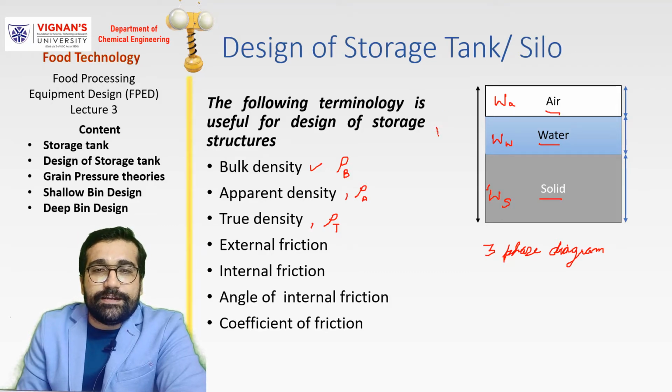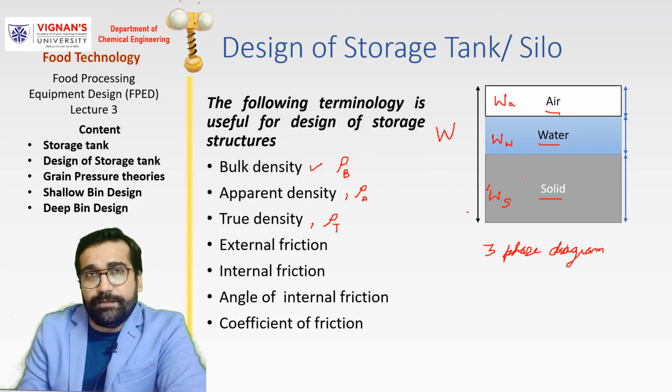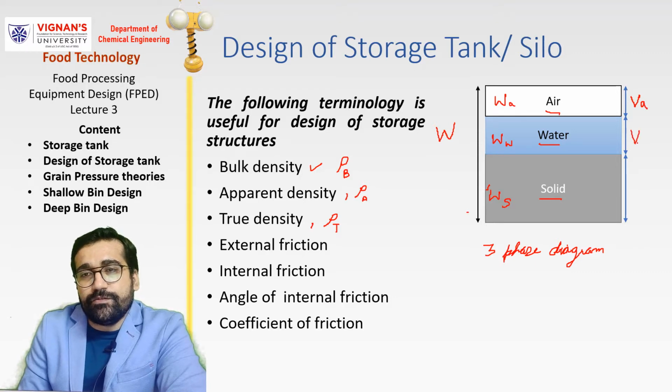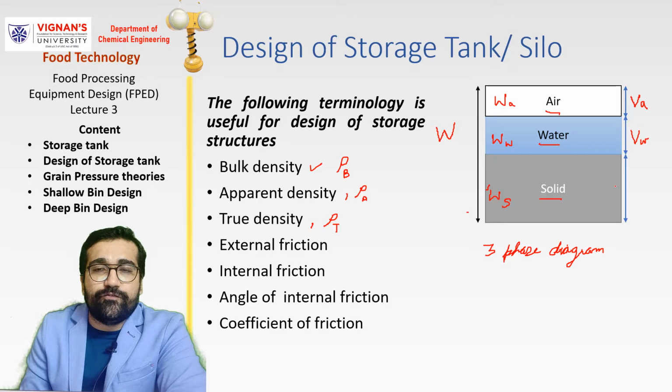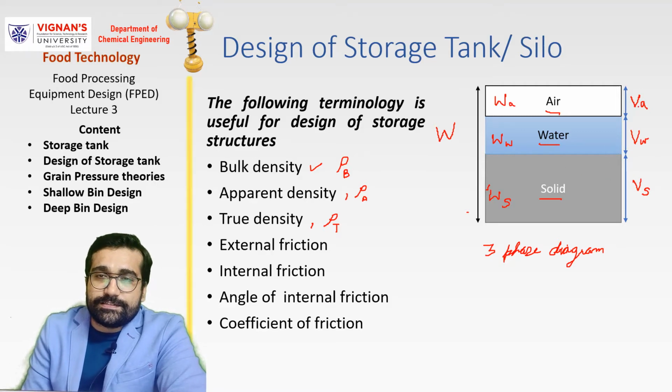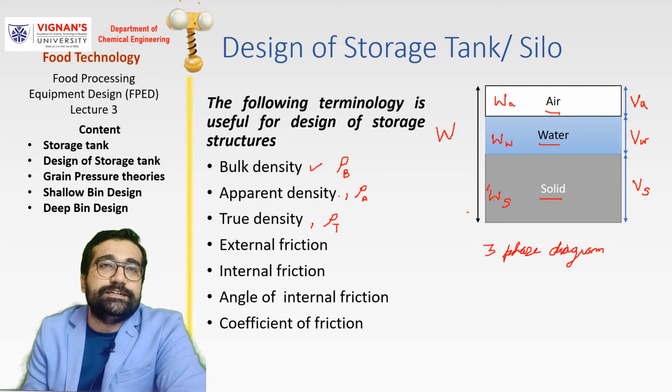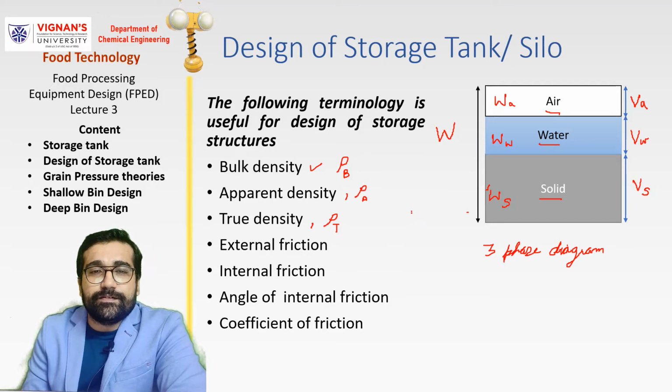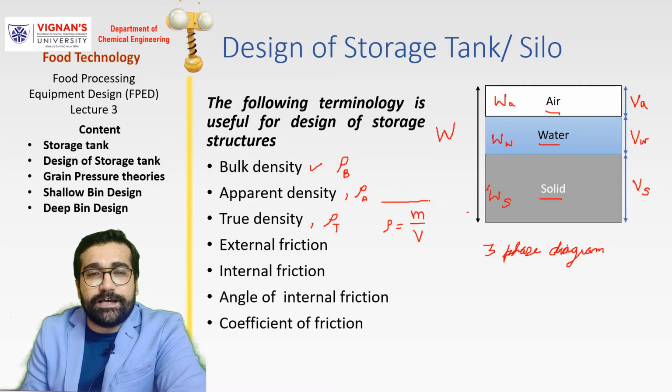Then let capital W be the weight of the whole matrix. Similarly here we will deal with the volume. Va is the volume of air, Vw is the volume of water, and Vs is the volume of solid. So we know what these stand for. Now let's define density. Density is nothing but mass by volume. Correct?